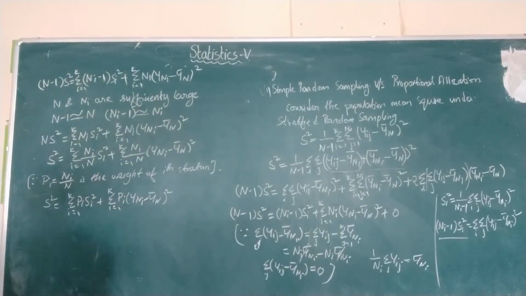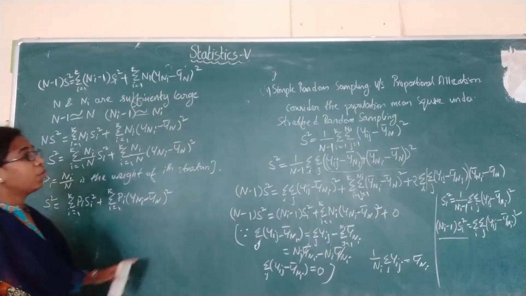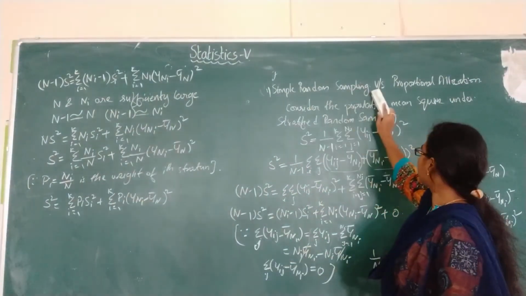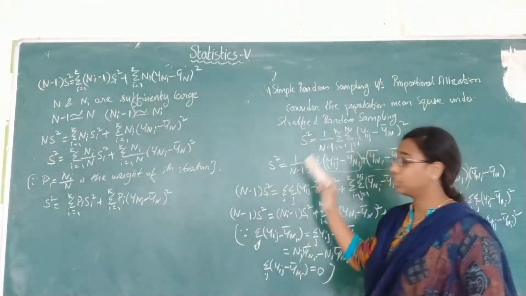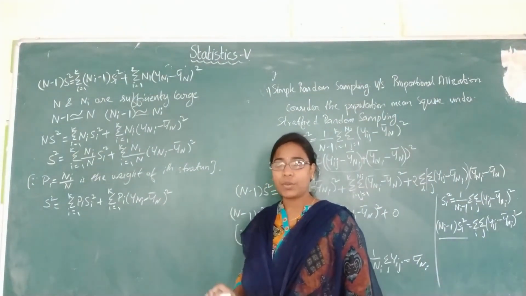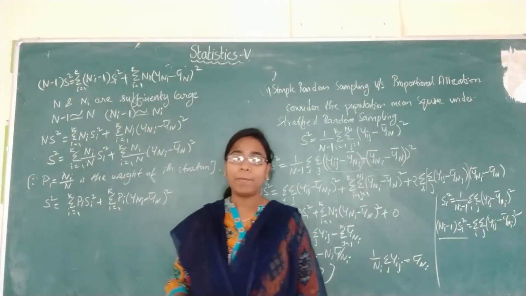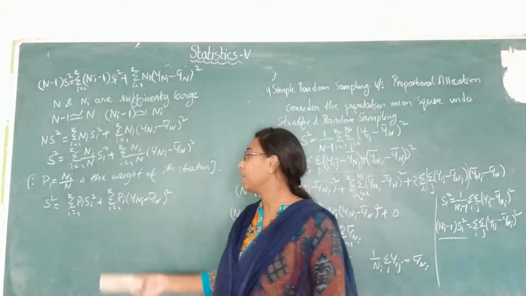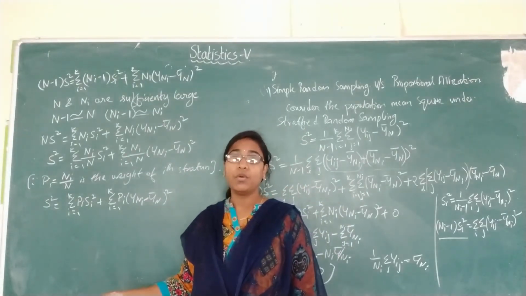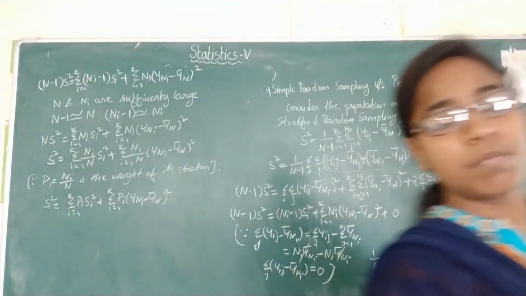Now we got the s square value. Now in the first case, we are comparing simple random sampling with the proportional allocation. So we have considered the proportional allocation s square value. Since we are comparing it with the random sampling, whatever s square value we got, we are going to substitute in our simple random sampling variance.